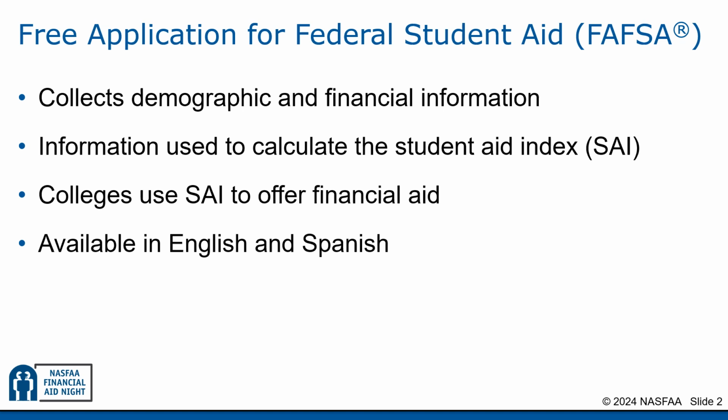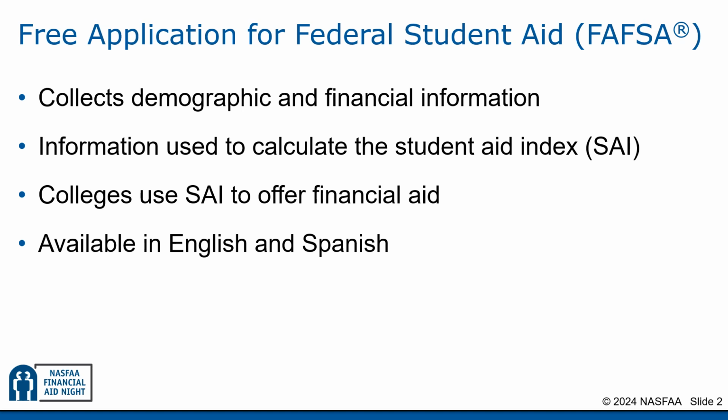The Free Application for Federal Student Aid, or the FAFSA, will collect demographic and financial information for both the student as well as the parent for students who are going to be considered dependent for FAFSA purposes. Information on the FAFSA is used to calculate what's called the Student Aid Index, which is a figure that will get spit out on the other end after students complete that FAFSA.